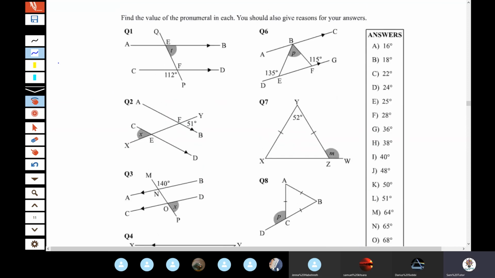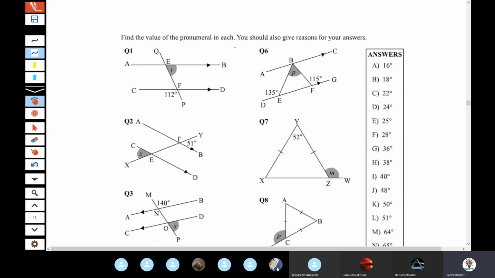So let's do our last component. Find the value of the pronumeral in each. You should also give reasons for your answers. So question 1.